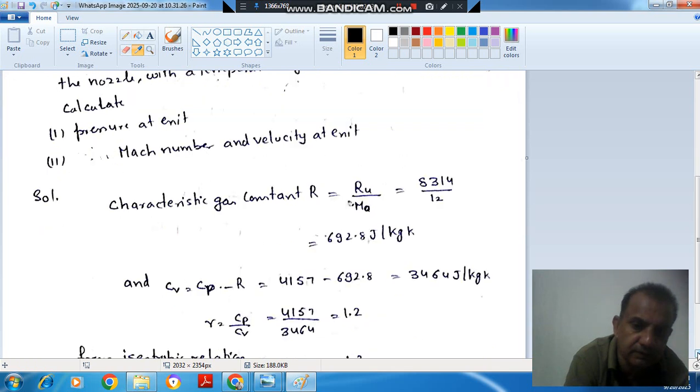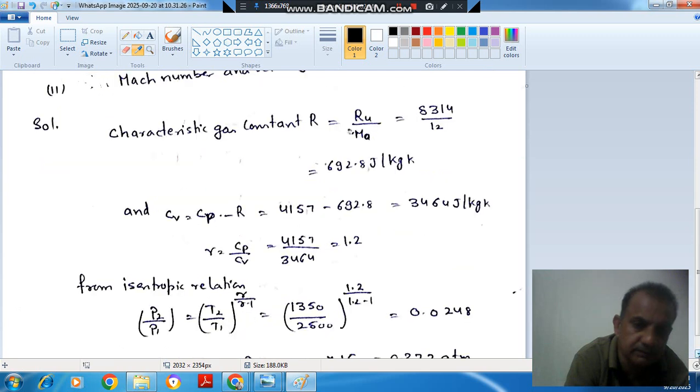And Cp is given, so that is 4157 joule per kilogram per degree Kelvin. So Cp minus R will be equal to Cv, that is 3464 joule per kilogram per degree Kelvin. And gamma will be Cp by Cv, so it will be 1.2. So gamma is this.